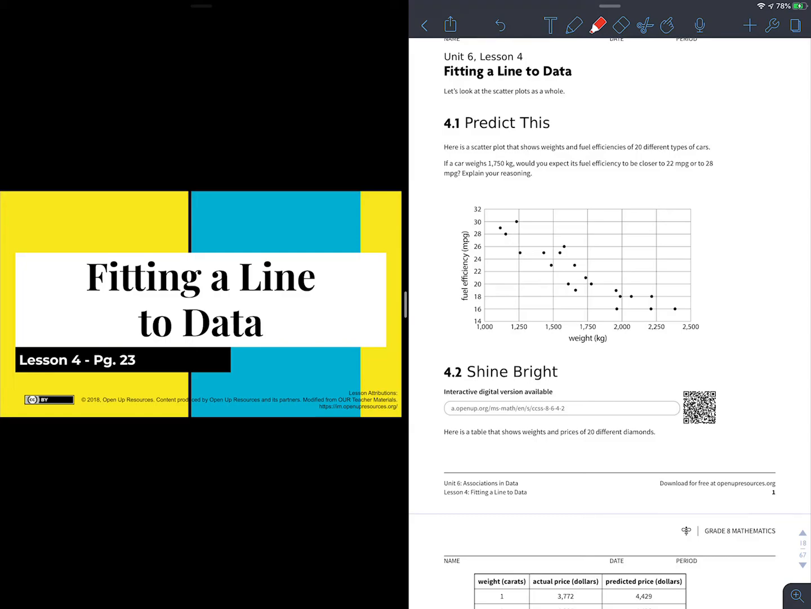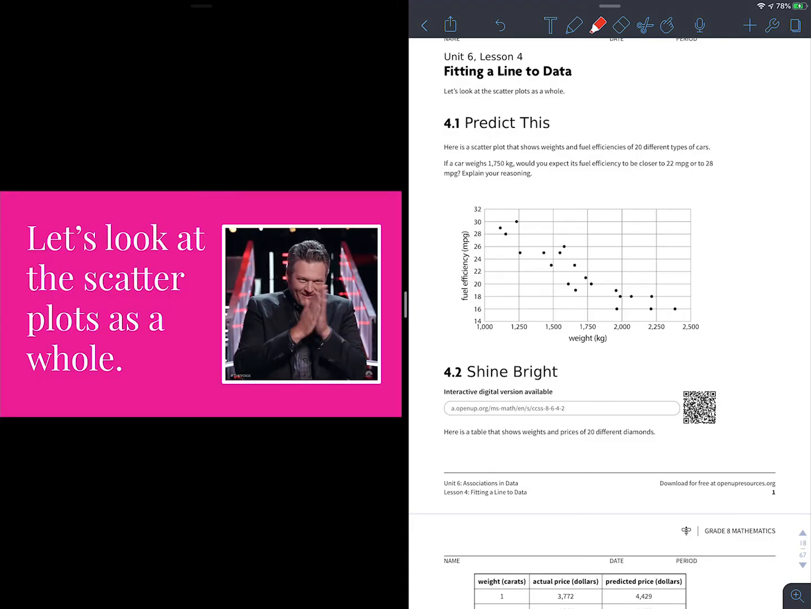Lesson 4 is looking at fitting a line to data. In the last couple of lessons, we've analyzed scatter plots and tables, unorganized data, organized data, and talked about what points represent. So we're now going to take that data. We're going to look at scatter plots as more of a whole.